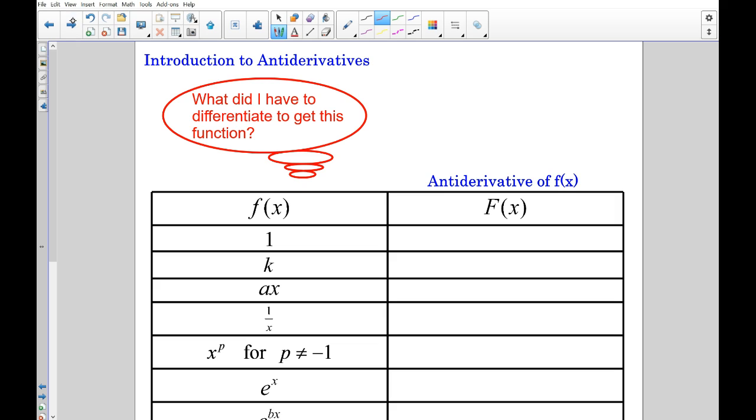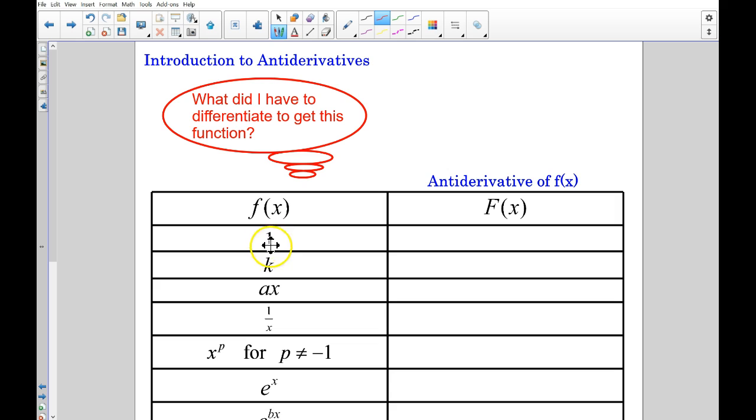So again, I'm going to have two columns here, f of x and capital F of x. f of x is the function, and capital F would be the antiderivative of that. So I need to think, for little f, what did I have to differentiate to get this? In other words, if I differentiate the right-hand column, I should get the left-hand column.